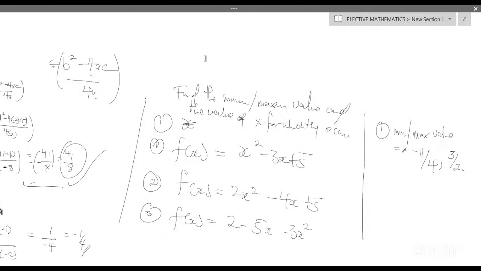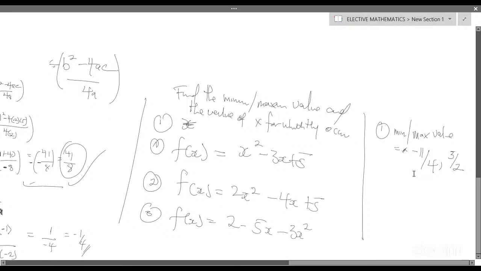Okay, Ella, what did you get? For the minimum value, I had positive 11 on 4. Okay, and then the point where it occurs? For the axis of symmetry, I had 3 on 2.